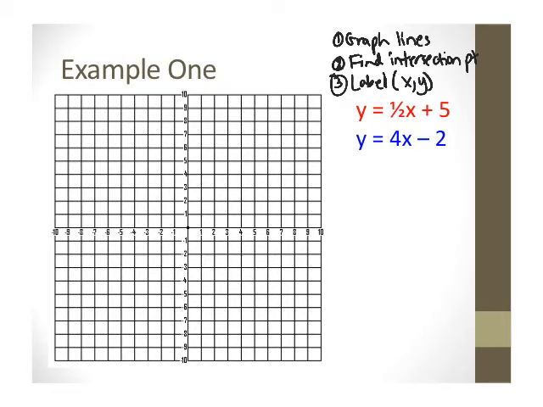And I'll do it in red. So it is 1/2 X plus 5. Y equals 1/2 X plus 5. So what I'm going to do is start at my origin, and I'm going to move up 5 spaces to where the 5 is, okay? That's going to be my first point, at 5, okay?